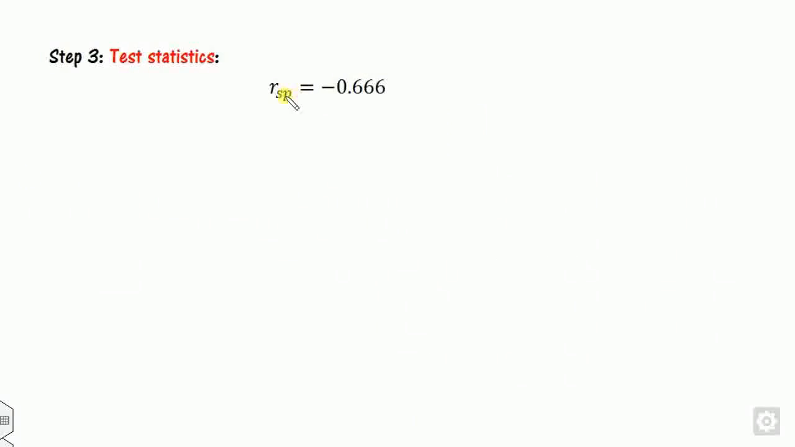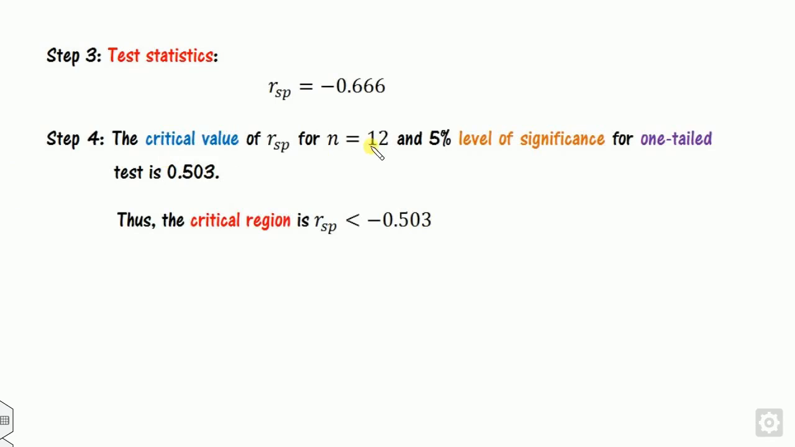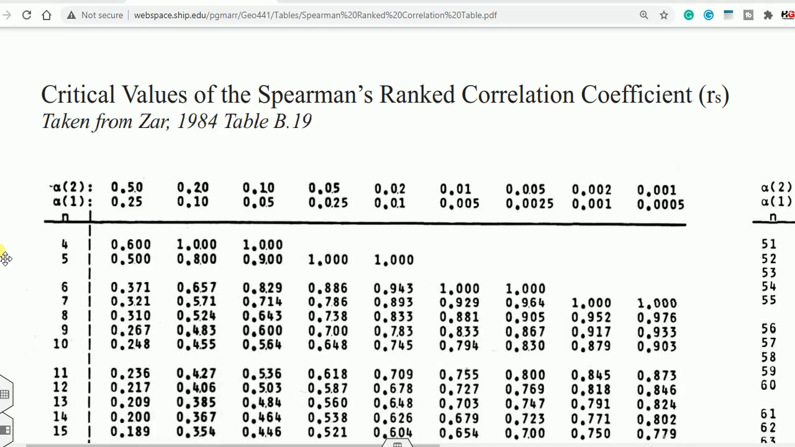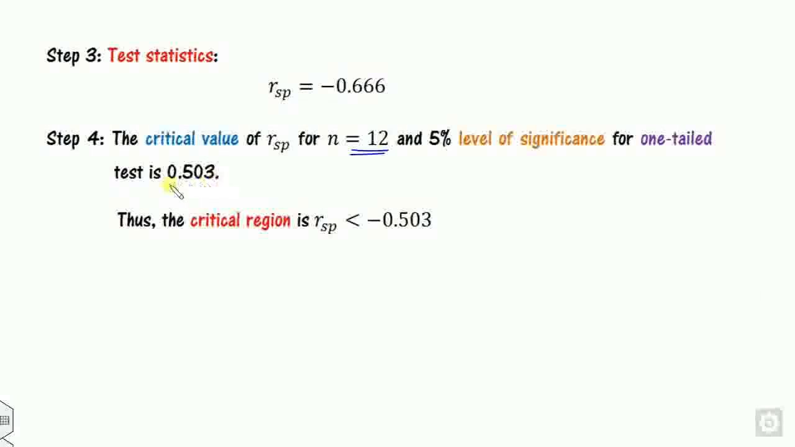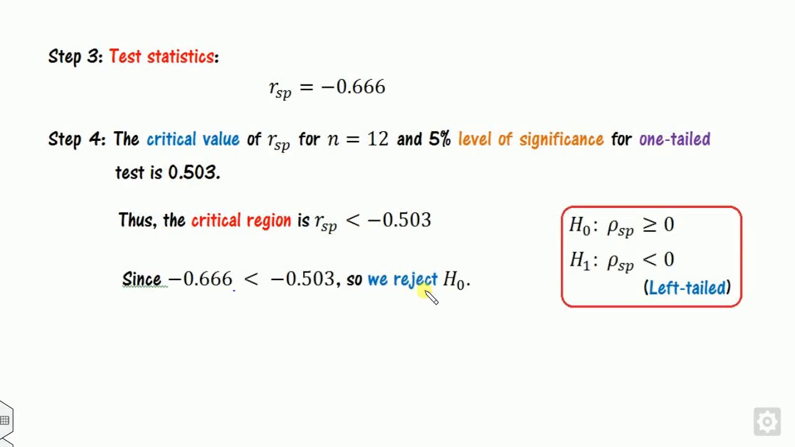Now step number 3 is R of SP is here. Now you need the critical value at n is equal to 12 at 5% level of significance. So look at that, n 12 at 5% level of significance is 0.503. Now check whether this value is satisfied. This is a critical region. You can see that this is satisfied.